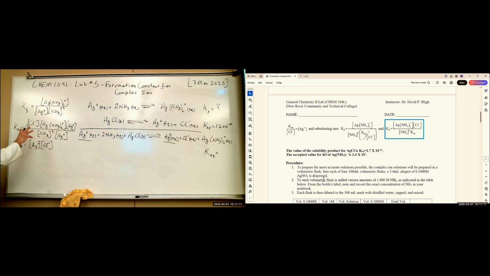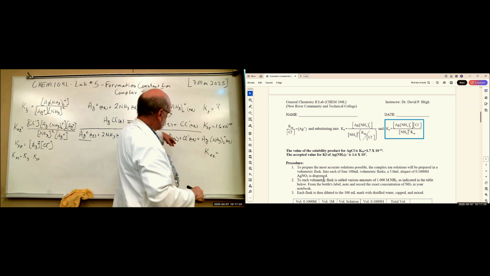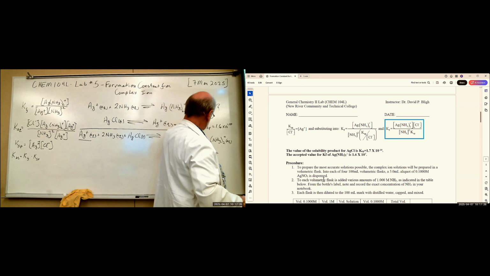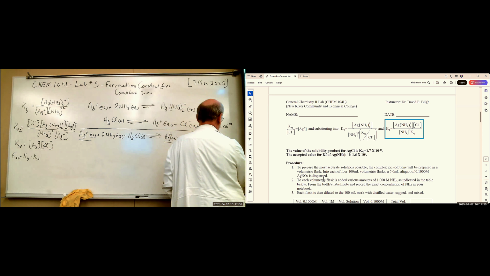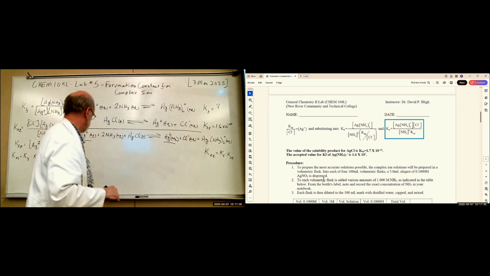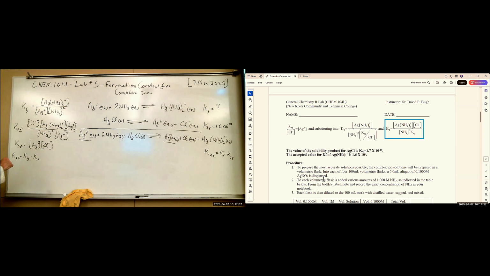So the expression is going to be the KF times KSP, right? KEQ is actually KF times KSP, right? Because we combine these two equations, we have that one here, that one there. So this KEQ is going to be KF times KSP. So what's KSP equal to?